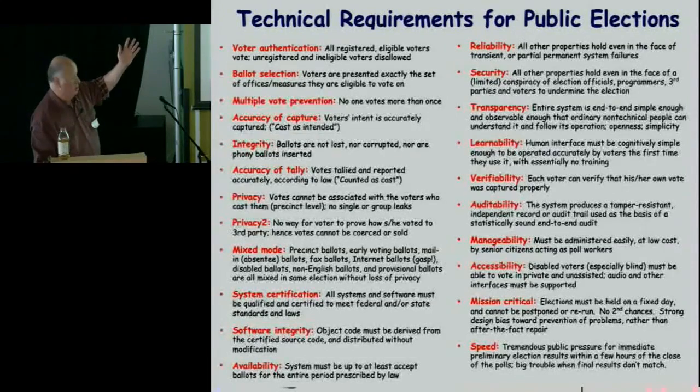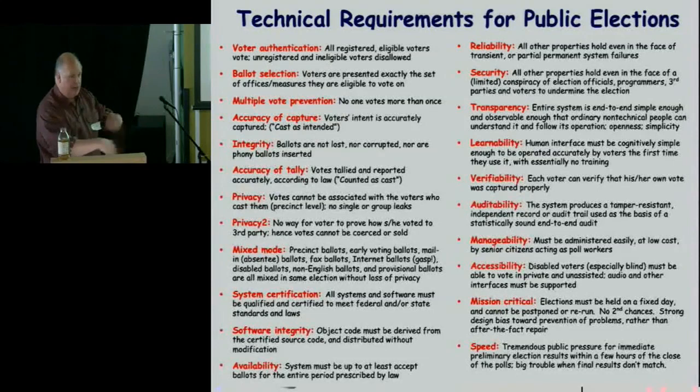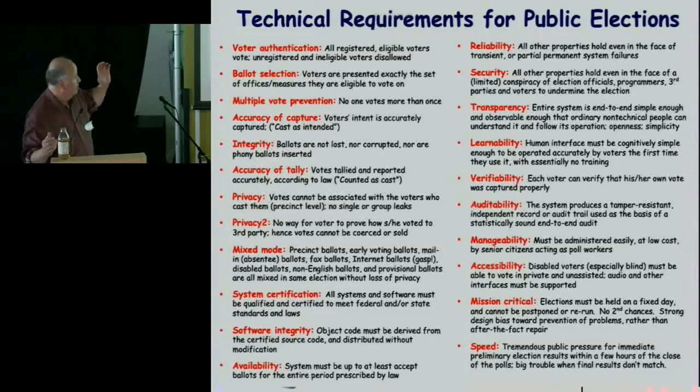Accuracy of capture, that is to say, the voter's intent from his head to the digital form of the ballot, however that happens, has to be done accurately. Ballot integrity, that is to say, throughout the process, end to end, ballots cannot be lost, nor corrupted, nor phony ballots inserted into the process anywhere. Accuracy of tally, of course, the votes have to be summed and reported and counted accurately according to law. You would think this is easy, but I'm going to show you an example where that failed.